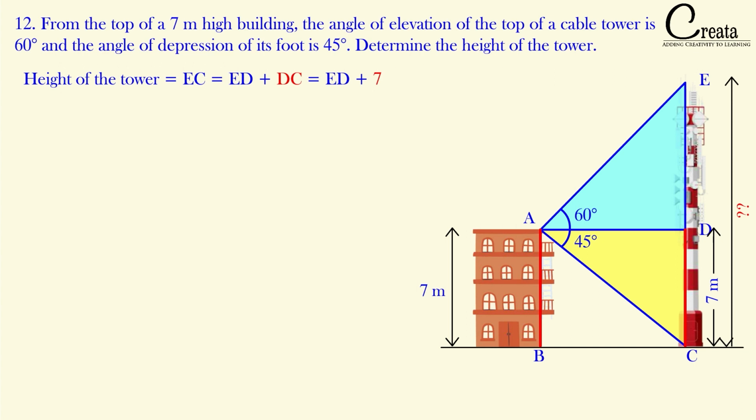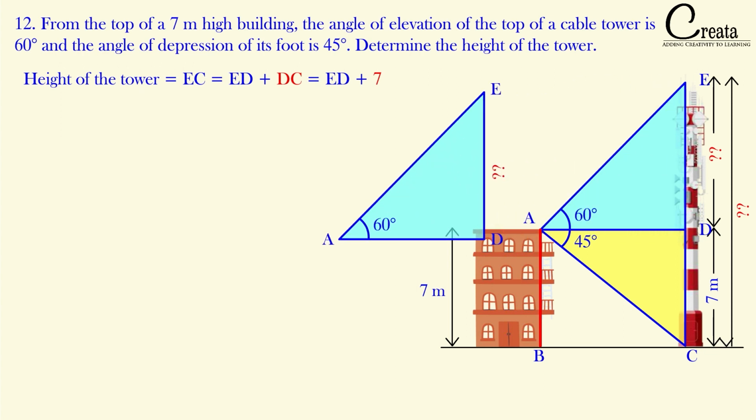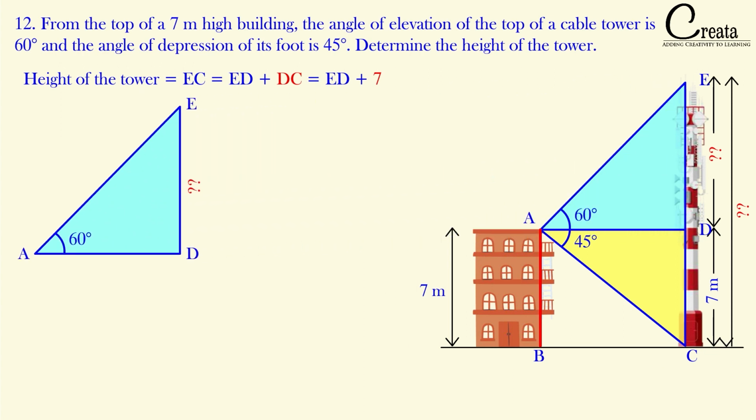Only we have to calculate the distance ED to find the complete height of the tower. So basically in this question we only have to find the distance ED. And if you take the triangle ADE, the only thing that we know about this triangle is the trigonometric angle, 60 degrees. We do not know any of the three sides. So we cannot proceed with the trigonometric ratio for this triangle.